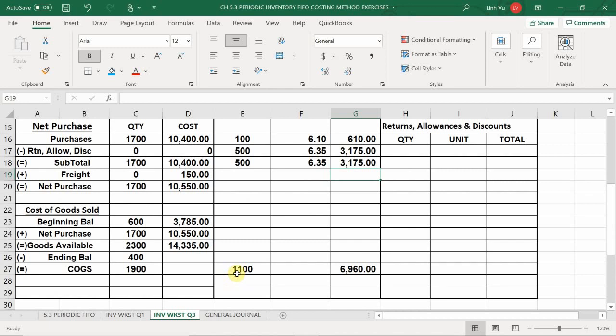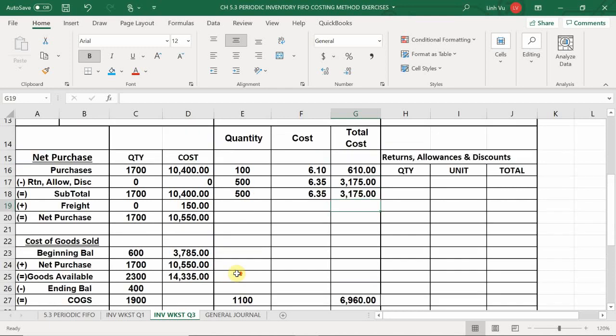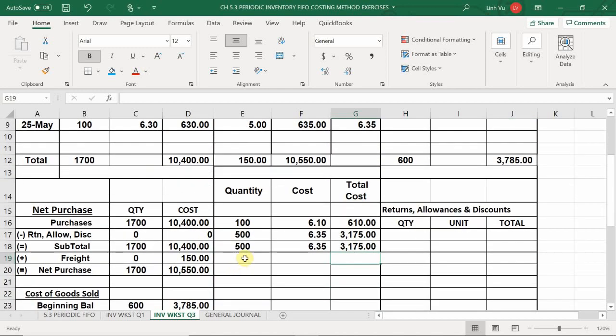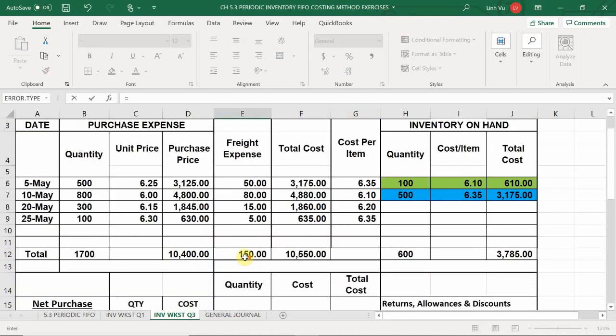So if I sold 1,900 units at $11,840, what is going to be my ending balance? 2,495.